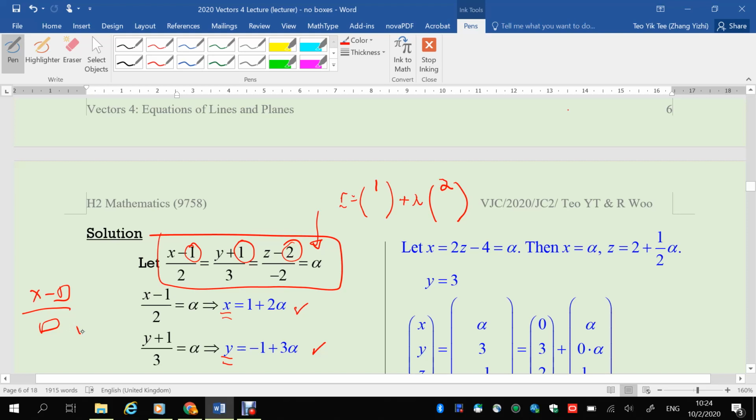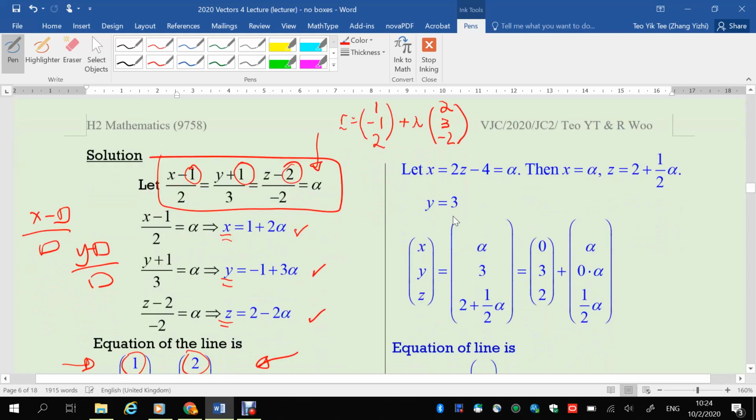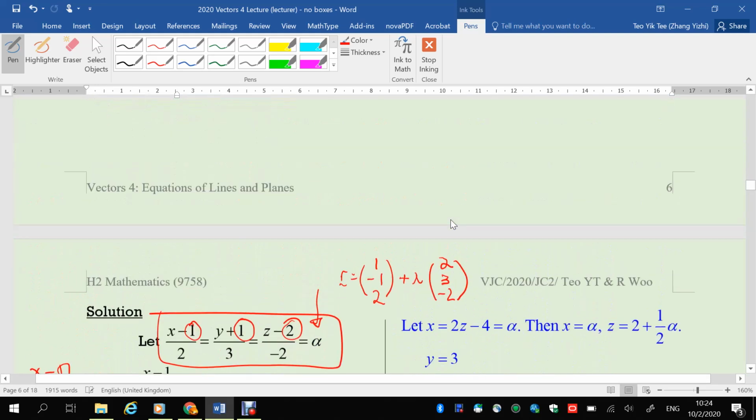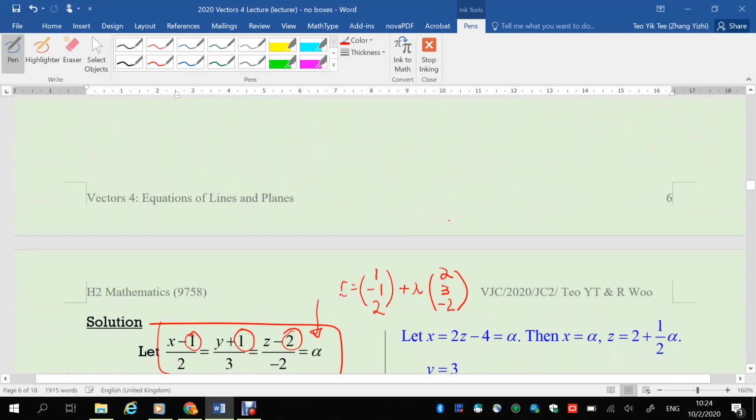The form will be y minus something over something. So this will be minus 1, this will be 3. This other component will be 2 and minus 2. So you can write down the vector equation of the line just by staring at it and remembering the standard procedure. Okay, so this is the way by which you find the vector equation of a line very quickly.